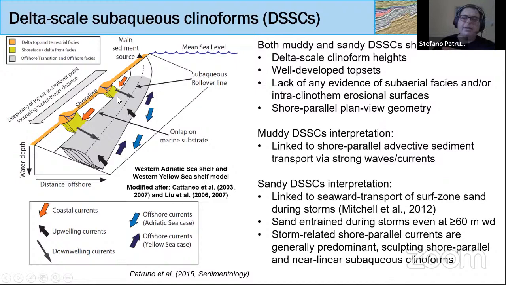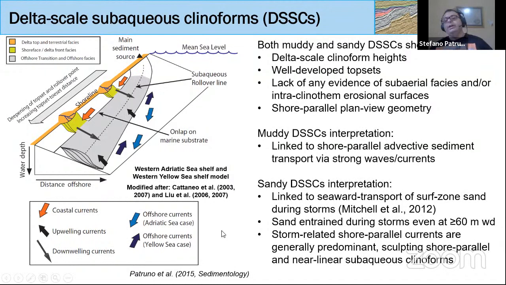The sandy delta scale subaqueous clinoform interpretation, like the southern Iberia, which I showed you earlier on, is similar but somehow different because it doesn't really come from a delta in most cases, but according to the interpretation of Mitchell et al. 2012 is associated to surf zone sands that are being reworked and retransported offshore during storm events. He calculated, very good paper, I really liked it, it was an important paper for our work. He demonstrated that during storms, you can entrain sand even at depths of 60 meters. That is great because present day you find delta scale subaqueous clinoforms that are sandy even at 60 meters. Deeper than that you don't. 60 meters is the deepest you can find in terms of rollover point.